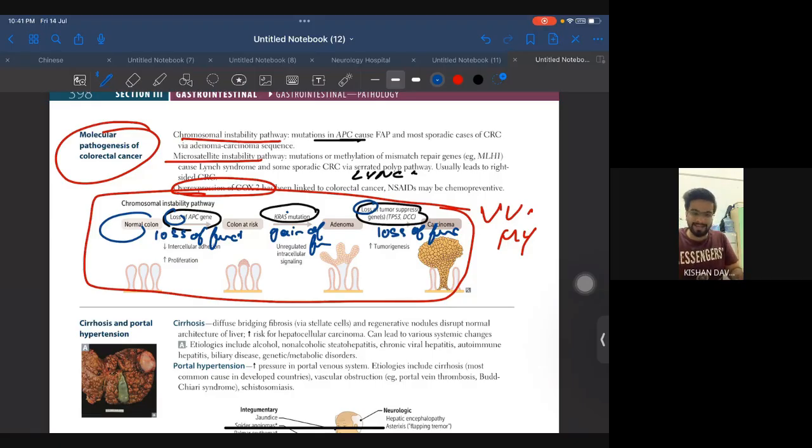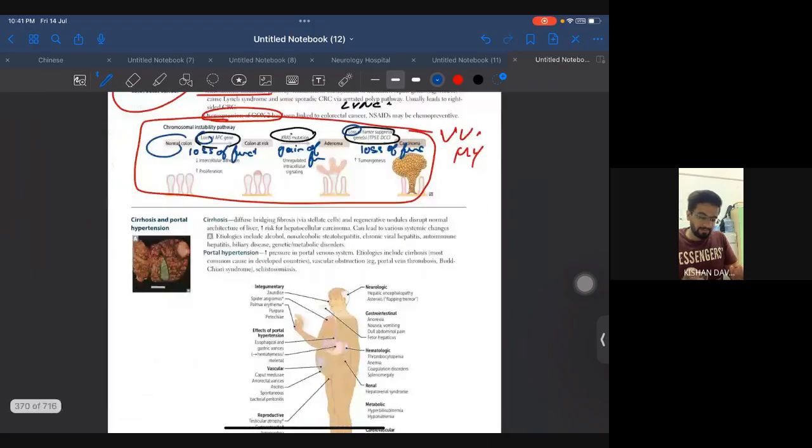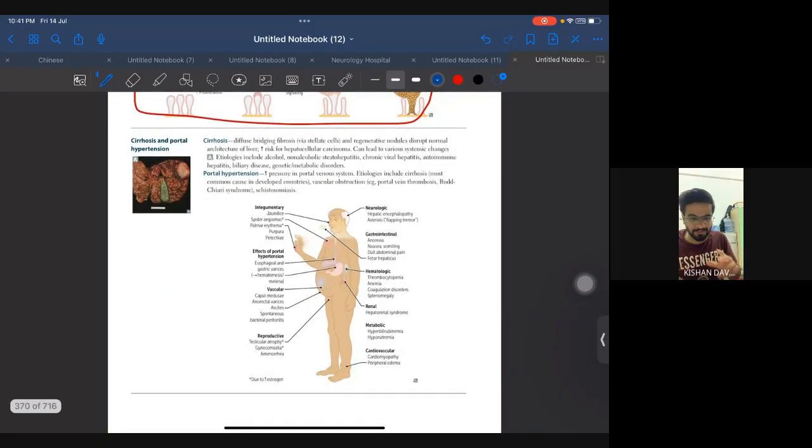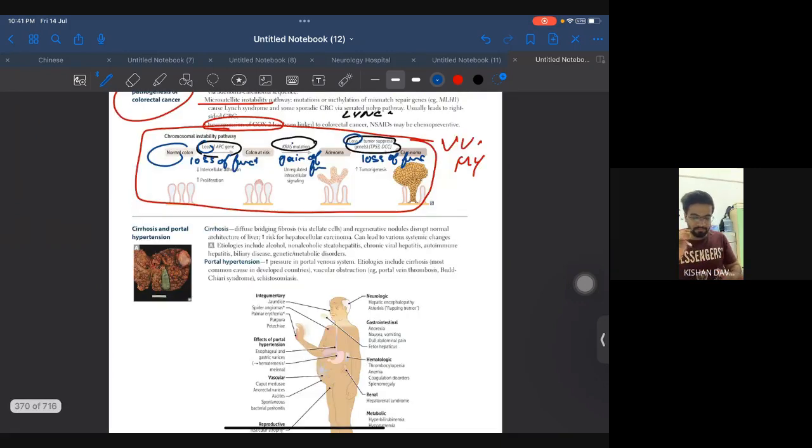All right, with this we are done with GIT. Tomorrow we will cover the liver, gallbladder, and pancreas. This is very small, but today I am tired. So much information to grasp today, and as usual, after the class is over, give it a read. Okay, so class is over.